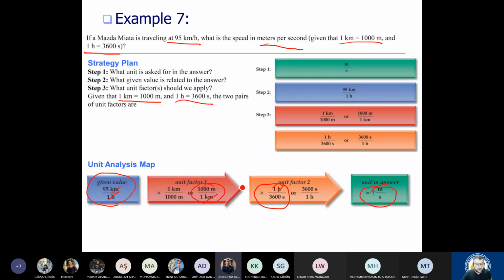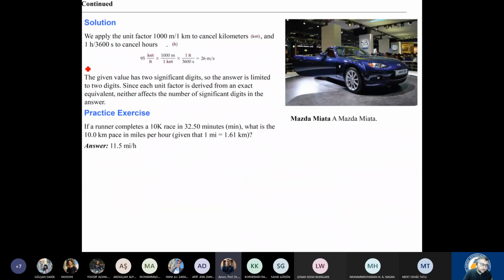Let's multiply the numbers and find what is the answer. Here, 95 times 1000 over 3600 will give you 26 meter per second. Here the important thing is, as I said, that you must multiply by a conversion factor which gives 1, and you must choose the suitable ratio.